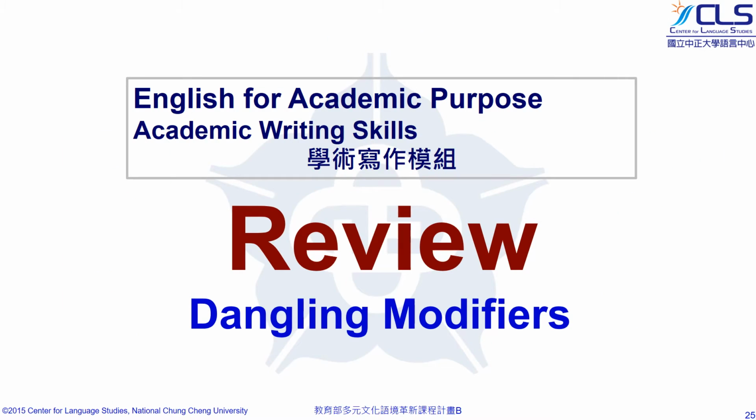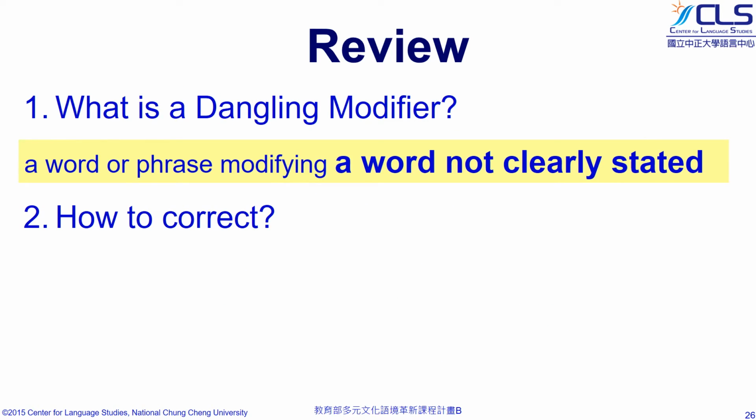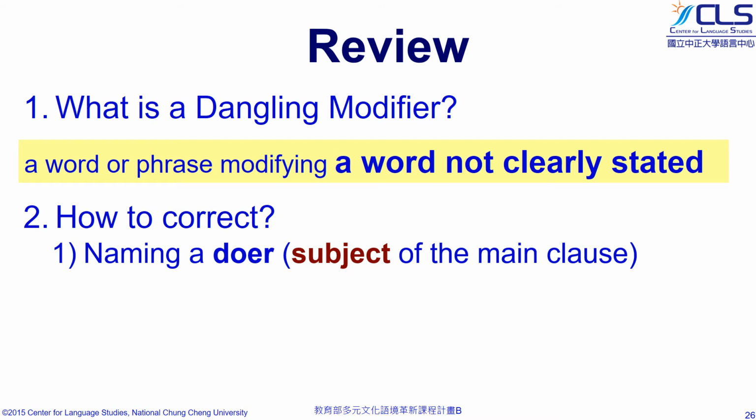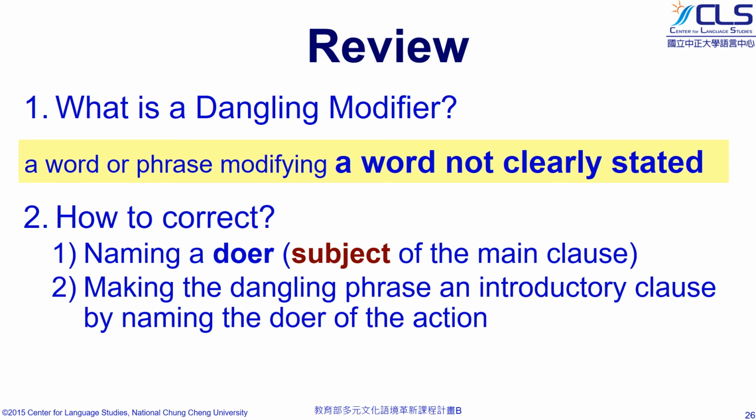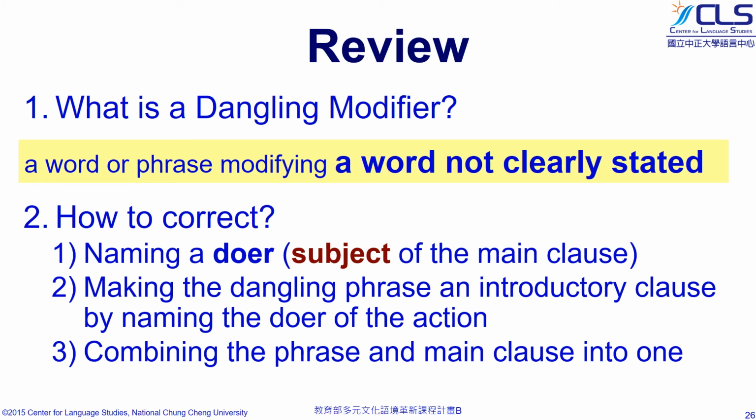Okay, let's review what we've learned in this lesson. A dangling modifier is a word or phrase modifying a word not clearly stated. How can we fix the problem? We can give the main clause a subject first. That is, we name a doer for the action. Or we can make the dangling phrase a complete introductory clause. Finally, we can try to combine the phrase and main clause into one sentence.